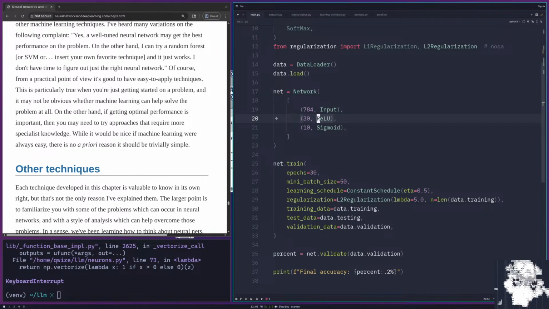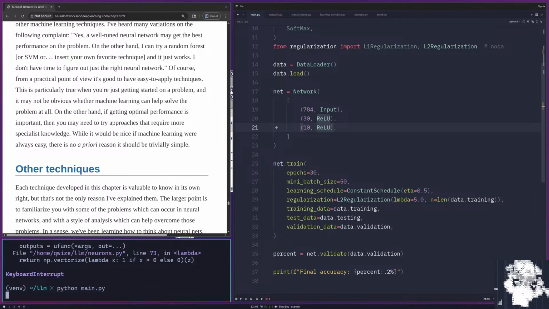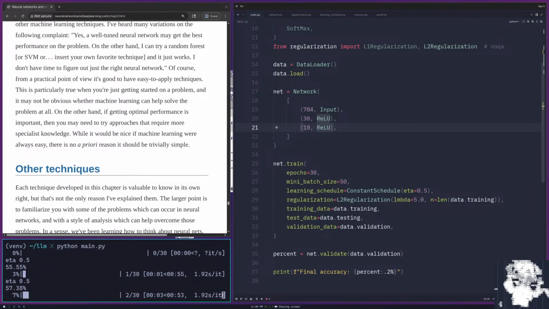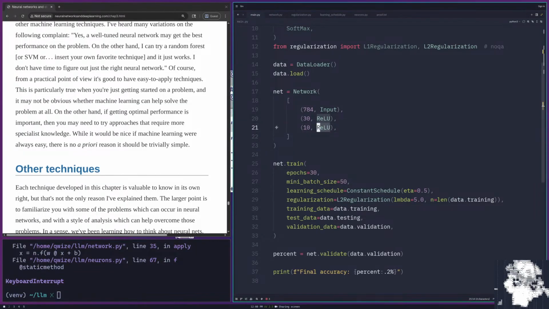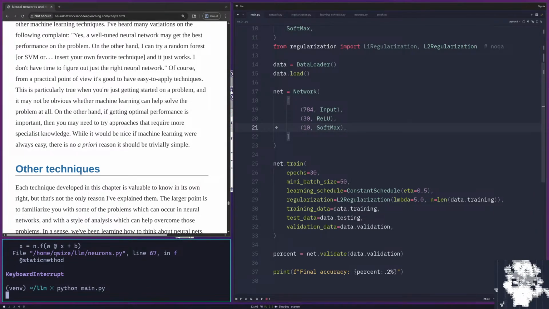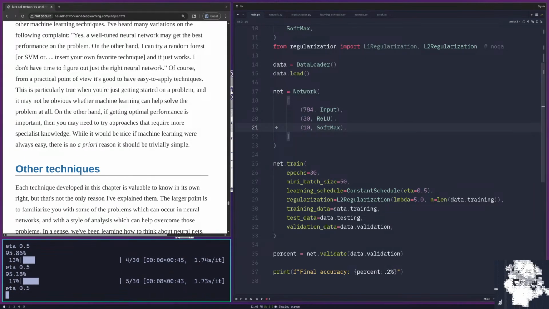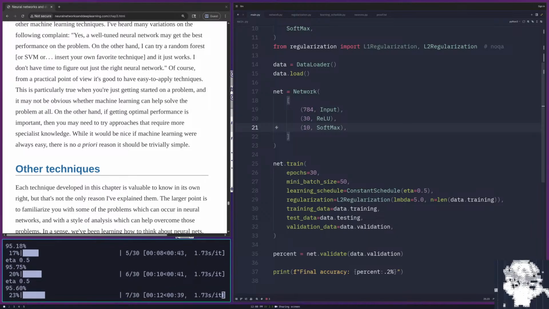switch to using ReLUs. Can I even use ReLUs in the output layer? Kind of, it kind of works, but softmax is the one that makes the most sense to me as an output layer. So we start on 93.8, which is great. I'm gonna use ReLU for the hidden layers and softmax for the output from now on.